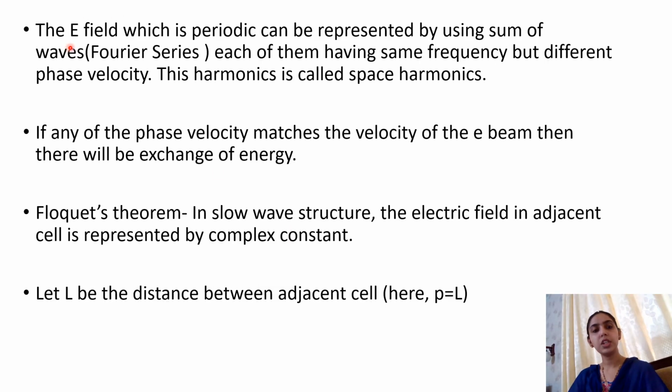Now at this point, we are going to talk about the electric field occurring in the slow wave structure. The RF input which we apply at the input of the structure is going to induce an axial electric field. This induced axial electric field is actually periodic. Since it is periodic, it can be represented by a Fourier series, that is by a sum of waves, each of which has the same frequency but a different phase velocity. These harmonics are called space harmonics. So we know that there is an electron beam interaction and an RF field interaction.